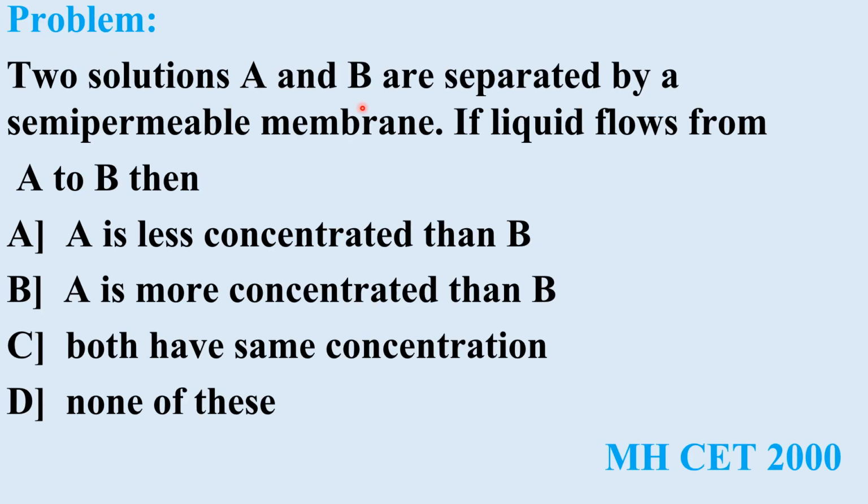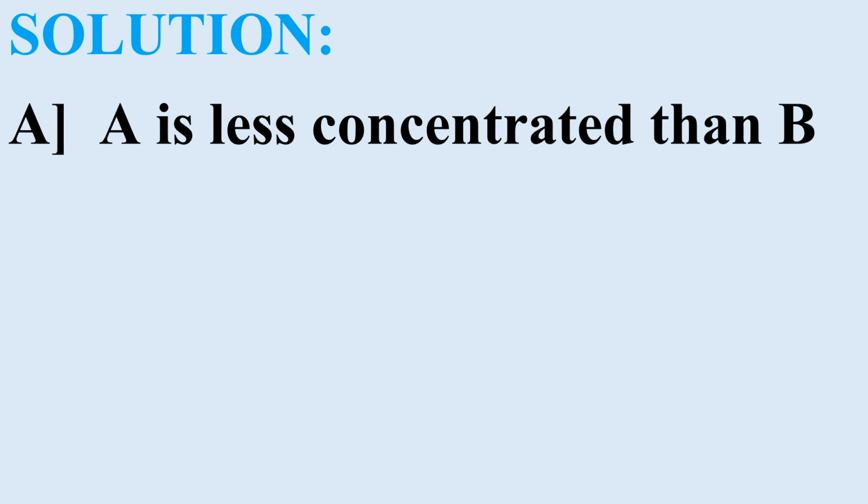Two solutions A and B are separated by a semi-permeable membrane. If liquid flows from A to B, then option A, A is less concentrated than B; option B, A is more concentrated than B; option C, both have the same concentration; option D, none of these. Here osmosis is going on, and in osmosis solvent molecules move from a region of lower concentration of solution to a region of higher concentration of solution through a semi-permeable membrane. Therefore, A is less concentrated than B.